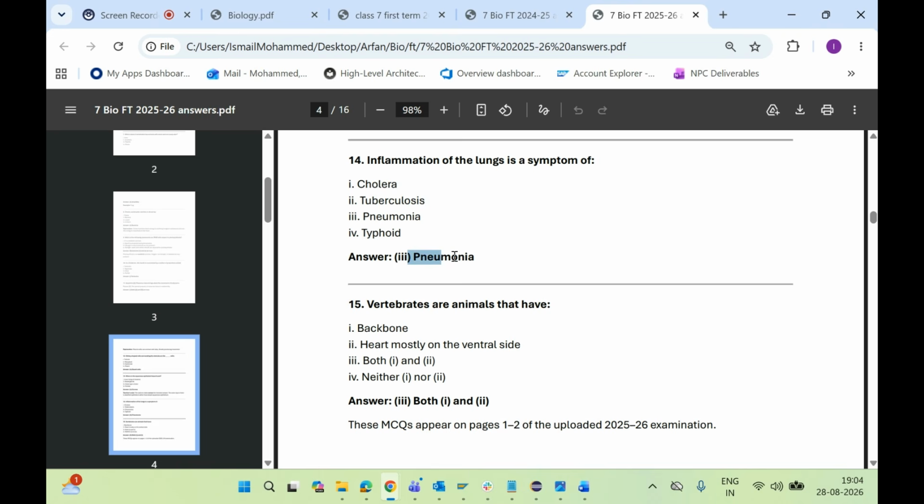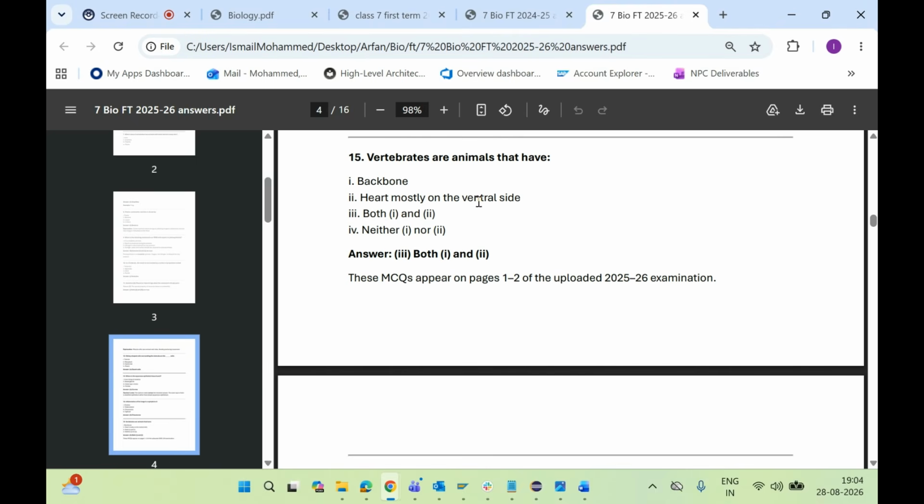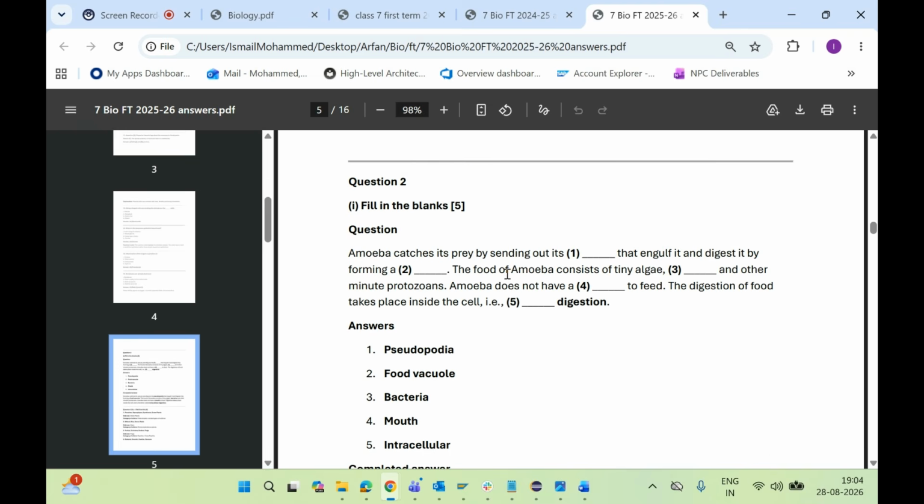Inflammation of lungs is a symptom of pneumonia. Vertebrates are animals that have the backbone, and mostly they have the heart on the ventral side. See, again, this one came; in the earlier paper we got bacteria, now it is amoeba. Amoeba catches its prey by sending out its pseudopodia that engulf it, and digests it by forming a food vacuole.